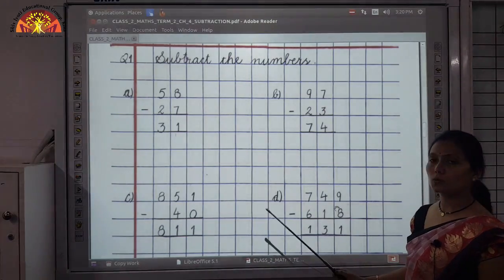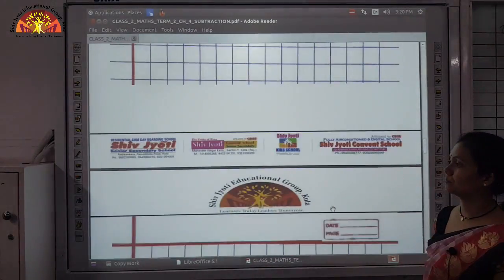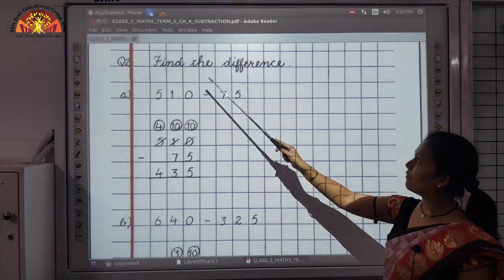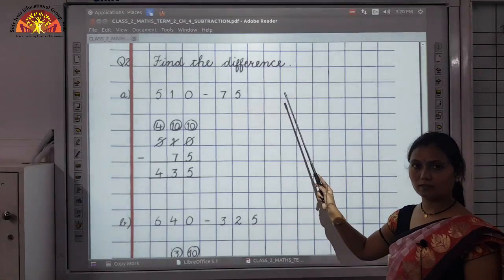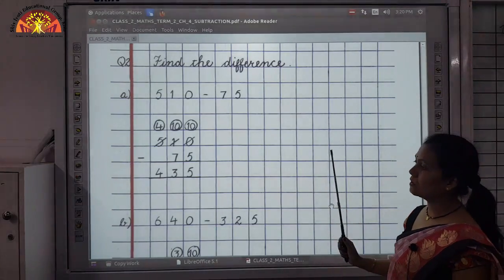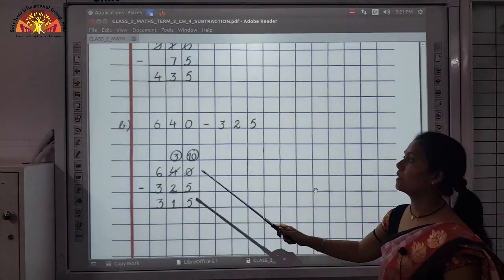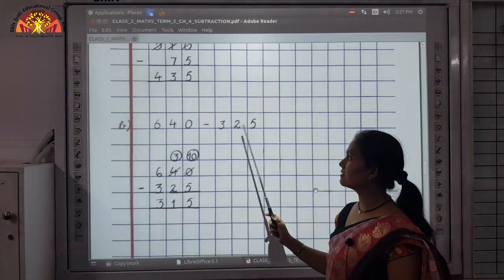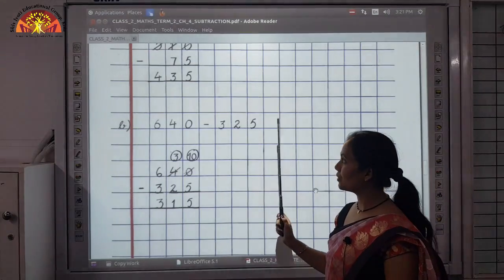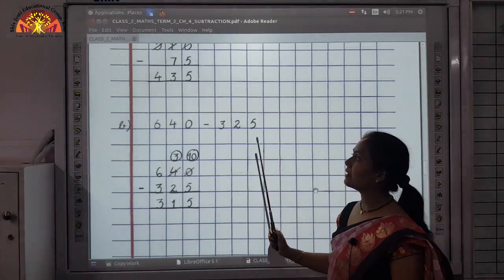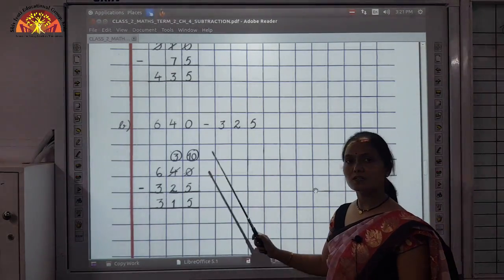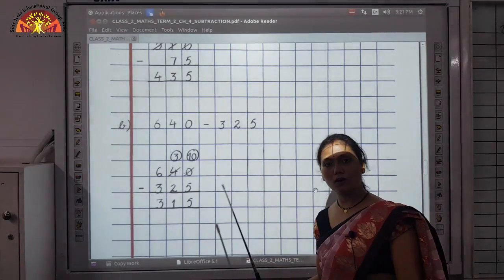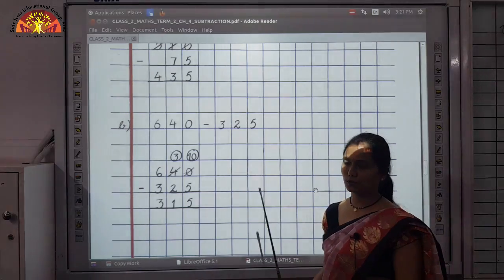Now we will do question number 2. Question number 2 is find the difference. Okay, so we will do B. Here 640 minus 325. So here we have to subtract 325 from 640. So first we will arrange these numbers in columns. We will do this on board.